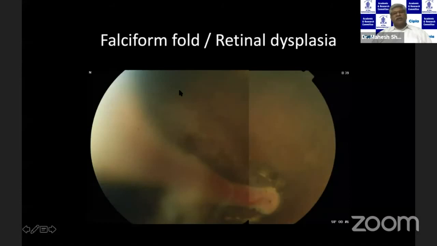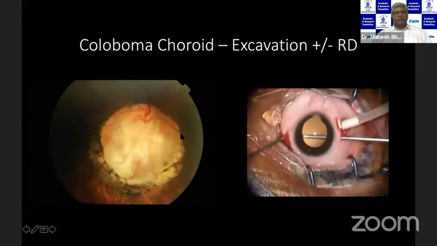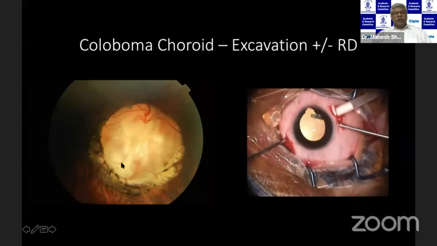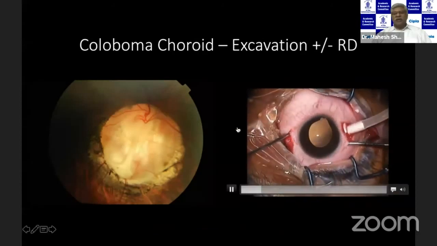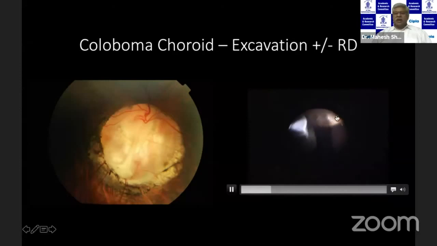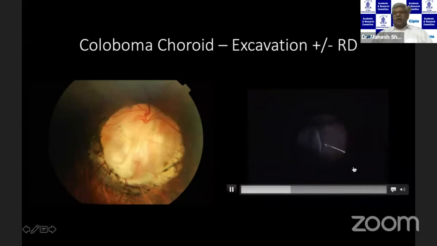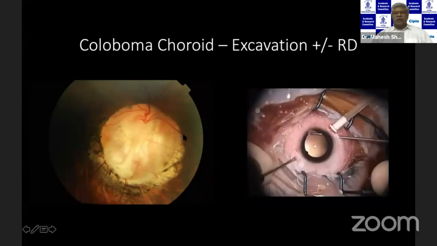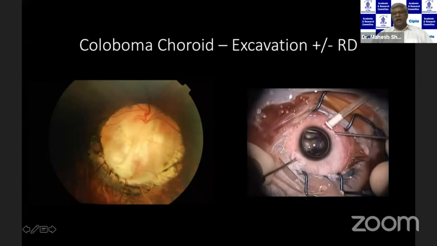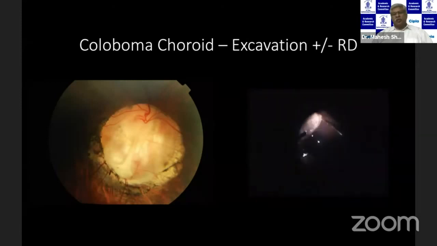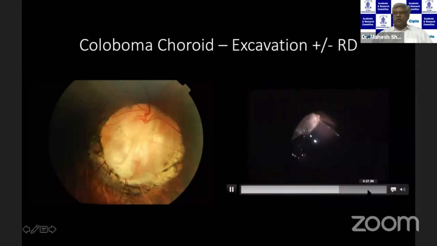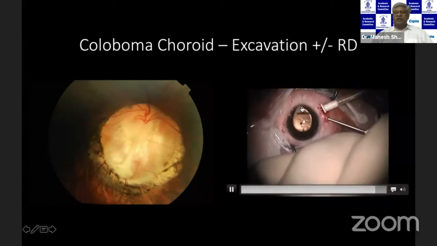And similarly, falciform fold and retinal dysplasia as in Norrie disease can also present with leukocoria. Another cause for leukocoria is coloboma choroid. This is not a mass lesion, this is an excavation. And we will see this reflecting off the light can present as a leukocoria. And this can be associated with retinal detachment. That is what I'm operating here. And coloboma choroid is usually bilateral, and you will see the eyes to be small as well, and they may be associated with iris coloboma, as you can see here. This is an iris coloboma, and a coloboma with the lens can also be there.